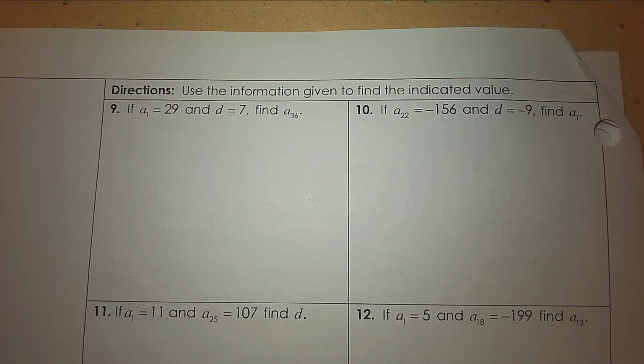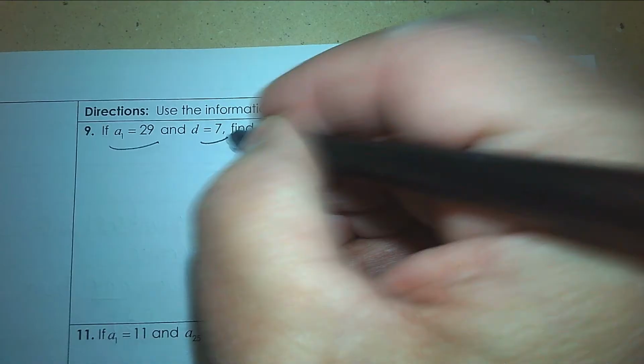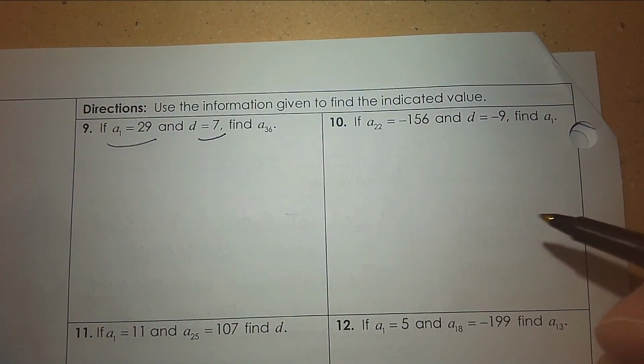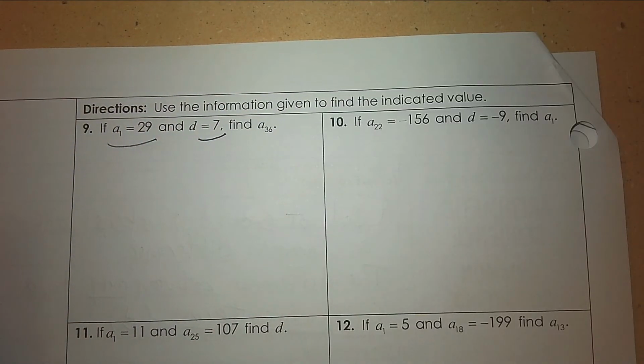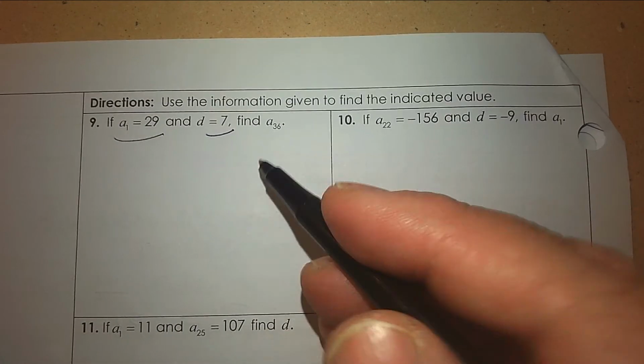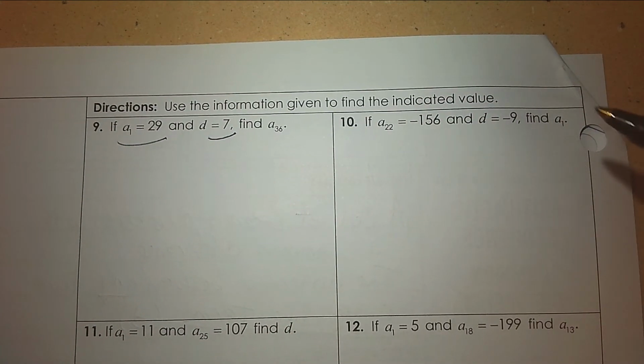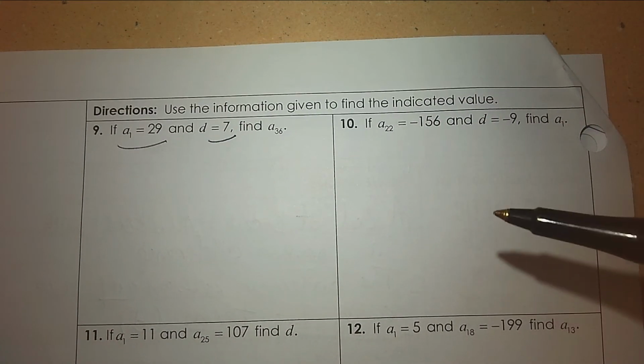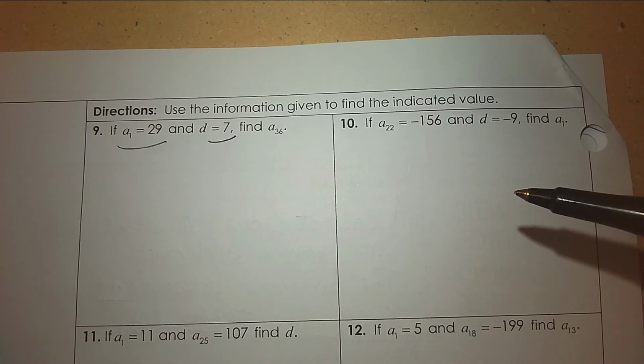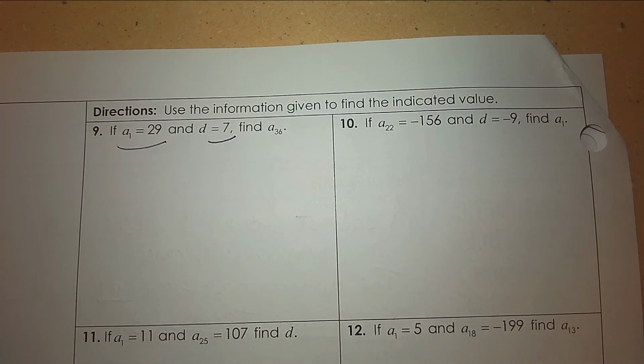All right, here we go. The first term is 29. The common difference is 7. Can you find the 36th term? So write down the rule and then plug in. Now, if it asks you for the third term, you just go plus 7, right? But if it gives you a big number, the rule is better. So write down the rule, then use it with your calculator.